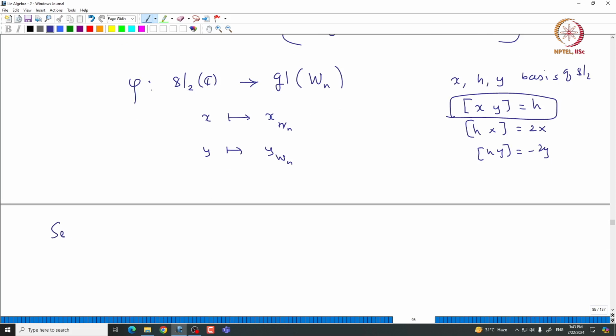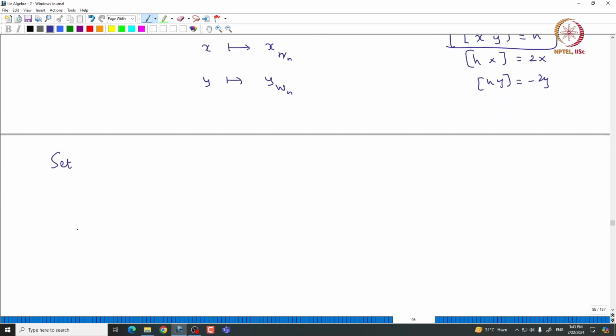So, we are going to define that as follows. You take X_Wn to be the sum over all A_ij where i is less than j. Similarly, what will be Y_Wn? That is going to be the sum over all B_ij where i is less than j.